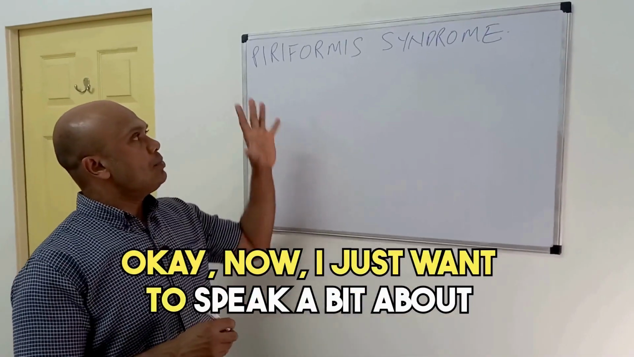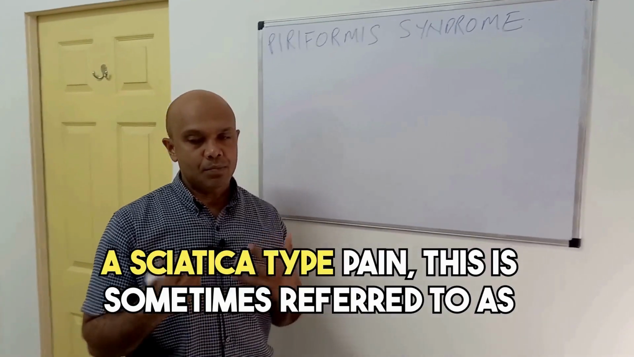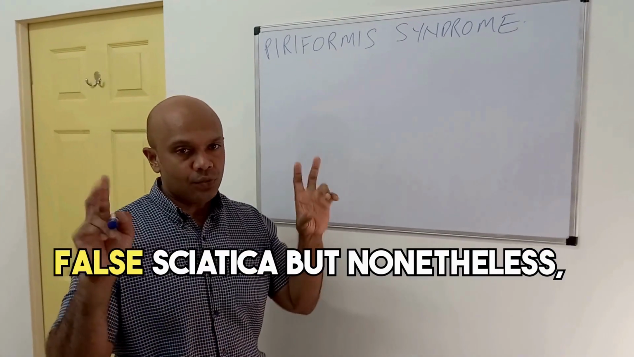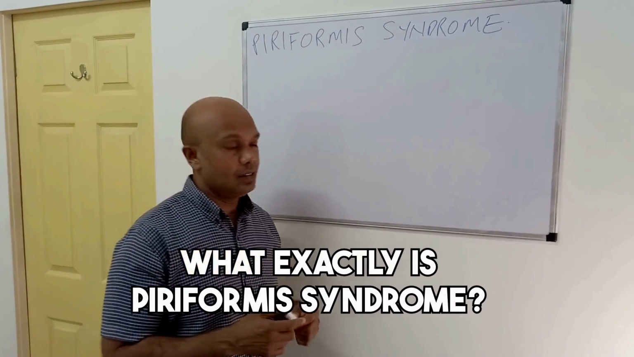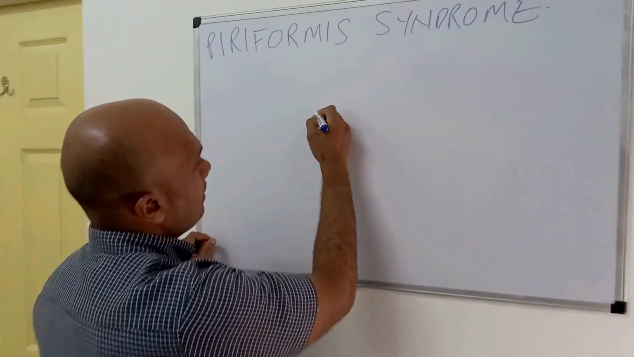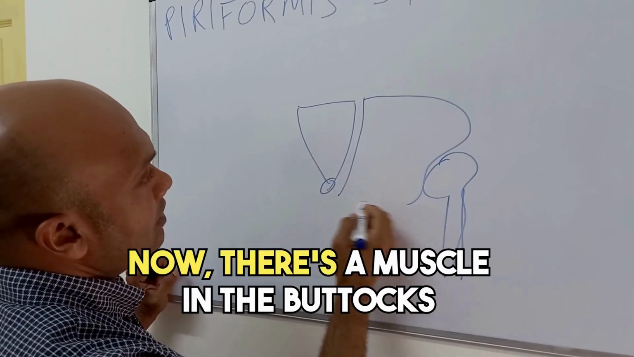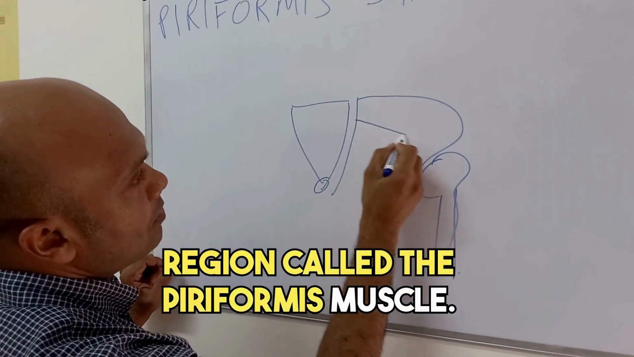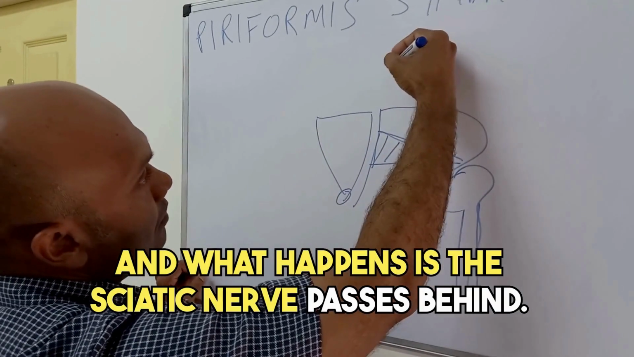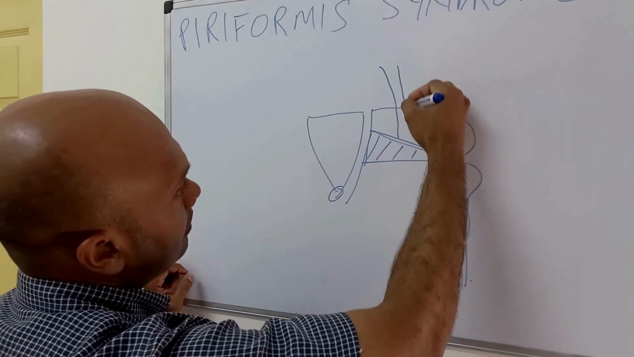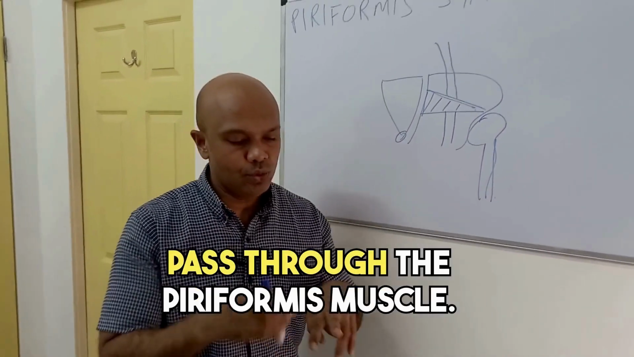Okay, now I just want to speak a bit about piriformis syndrome, which can manifest as a sciatica type pain. This is sometimes referred to as false sciatica, but nonetheless, it is the sciatic nerve that is being affected. What exactly is piriformis syndrome? Now, there's a muscle in the buttocks region called the piriformis muscle. And what happens is the sciatic nerve passes behind the piriformis muscle. In some cases, the sciatic nerve can actually pass through the piriformis muscle.